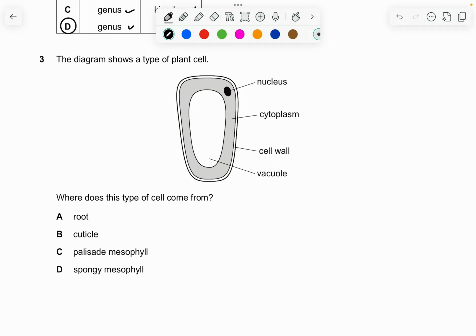A cuticle is not shaped like this. A palisade mesophyll is not like this, it has more chloroplasts. And spongy mesophyll has some chloroplasts, but not as many as palisade. And we know that the root does not have any chloroplasts. So the answer is A.